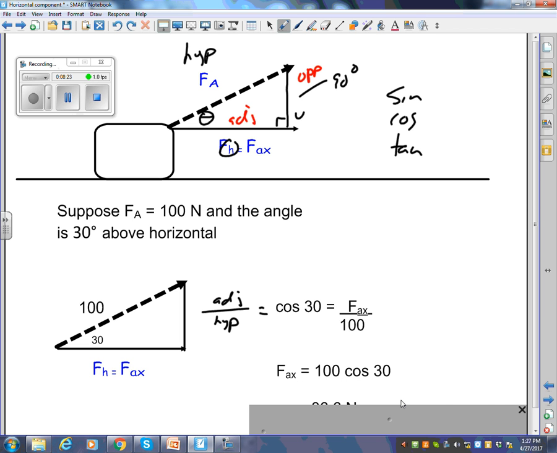So we're going to get FAX is 100 cos 30. Okay?